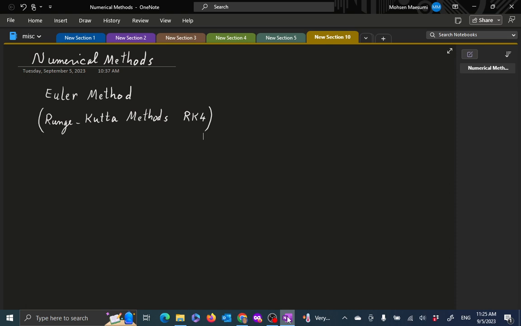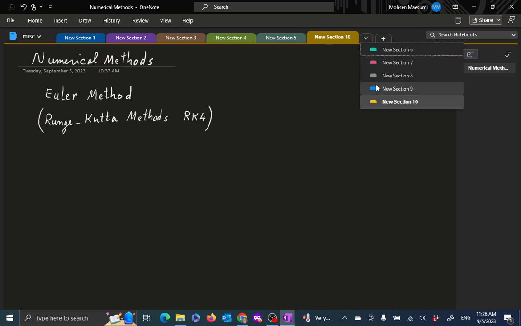Today's topic would be numerical methods. In particular, we are going to talk about Euler method. A more advanced version of it is called the Runge-Kutta methods, especially RK4. We just mention it by name and give a location of an app that you can use to solve some equations. So what is at stake here?